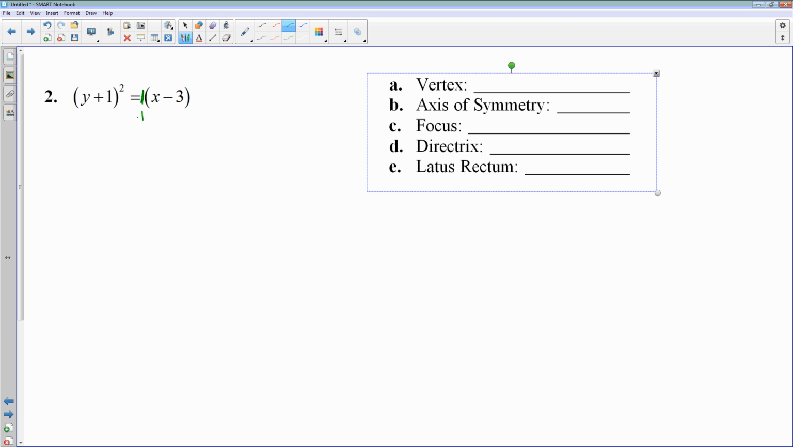And remember, that number is what 4p is equal to. So 4p equals 1, that means p is going to be 1/4. That is a positive number. Since y is being squared, we're either going to open left or right. Since my p is positive, this parabola is going to open right. So I'm opening right.